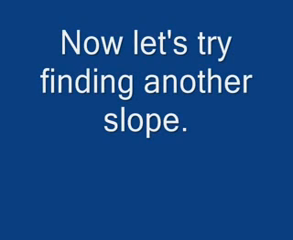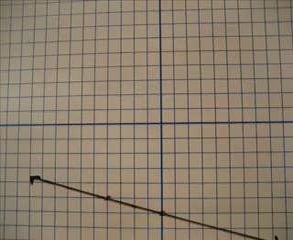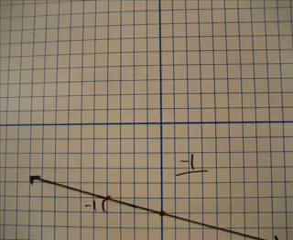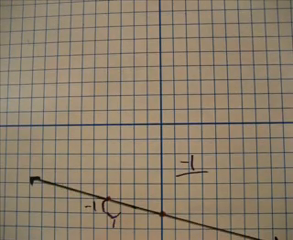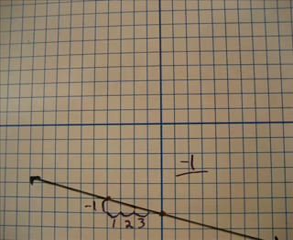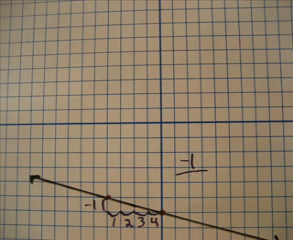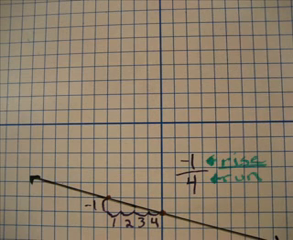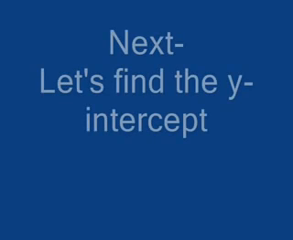Here's our next one that we're going to find the slope of. Here is the line. There's the 2 points. We're going down 1 from one point to the other and over to the right 1, 2, 3, 4. The run is 4. So we have a slope of negative 1 over 4. That's our rise over run.